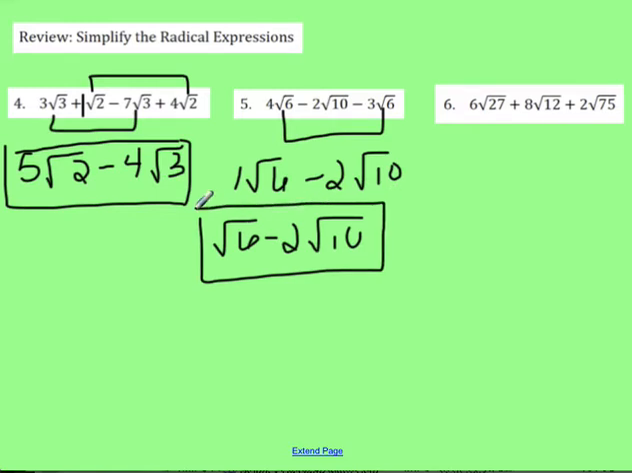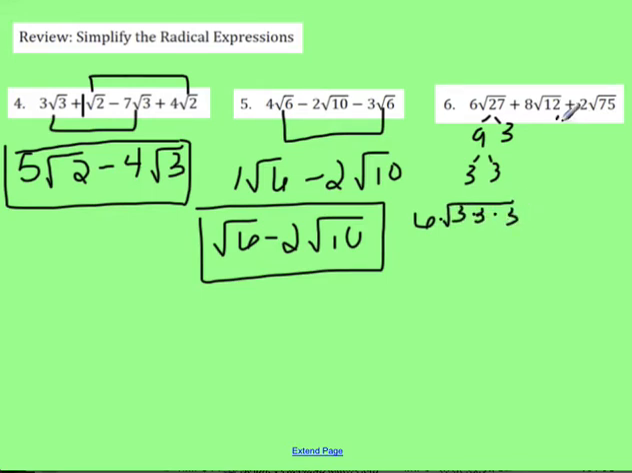So then for number 6, we're going to have to do some breaking down of these radicals. So 27 I can break down to 9 and 3, and then the 9 I can break down to 3 and 3. So on the outside I have 6 times the square root of 3 times 3 times 3.